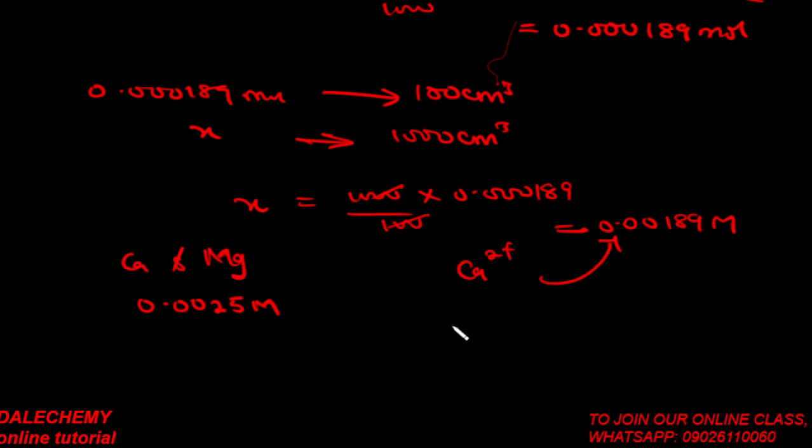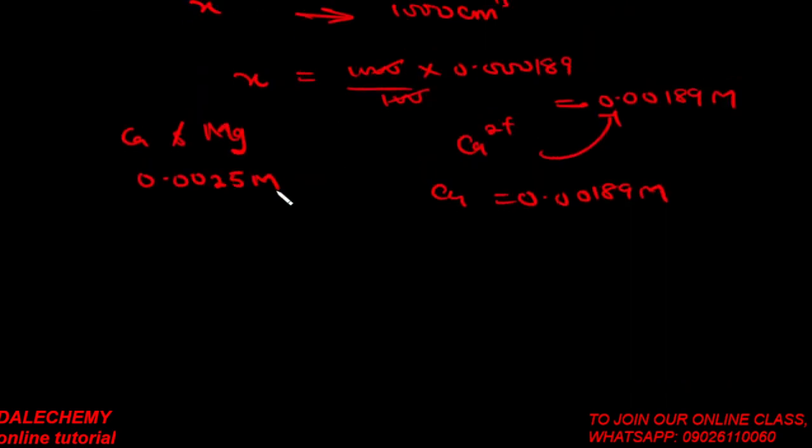Now we got for calcium only to be equal to 0.00189 molar. So that is the amount in mole in 1 liter. So it means that in 1 liter we have this number of mole of calcium and magnesium, and in 1 liter we have just this much of calcium. So how much in 1 liter will now be for magnesium alone?